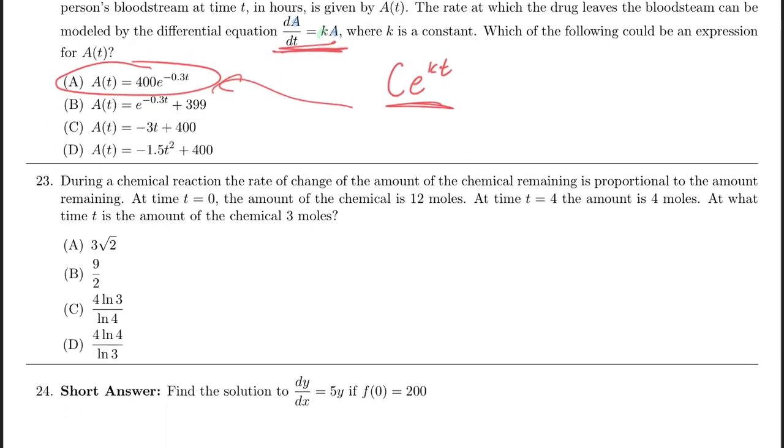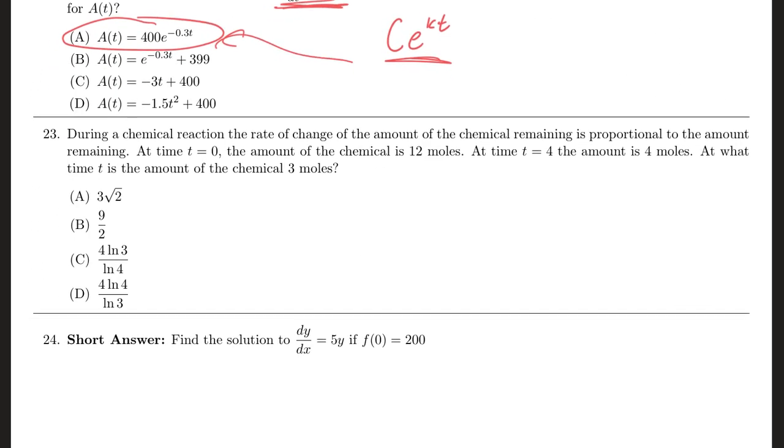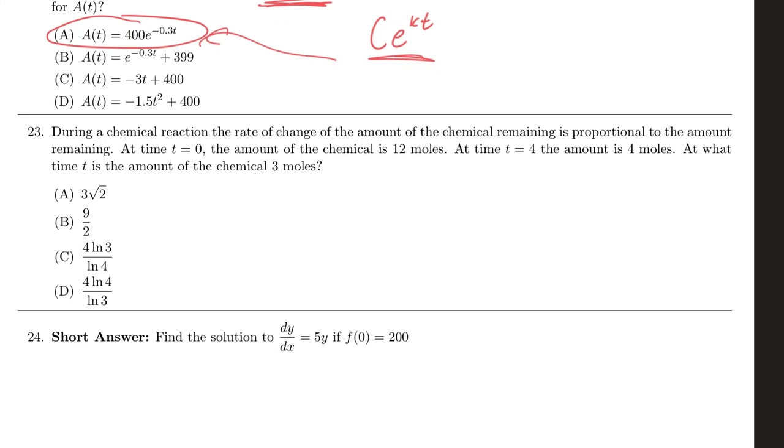All right, 23 is more like 21. We know the rate of change of something, so the rate of change is d/dt. The amount per time is proportional to the amount remaining. So again, that's the same formula we're working with when we have that constant times A. So our answer for A is C e to the kt.